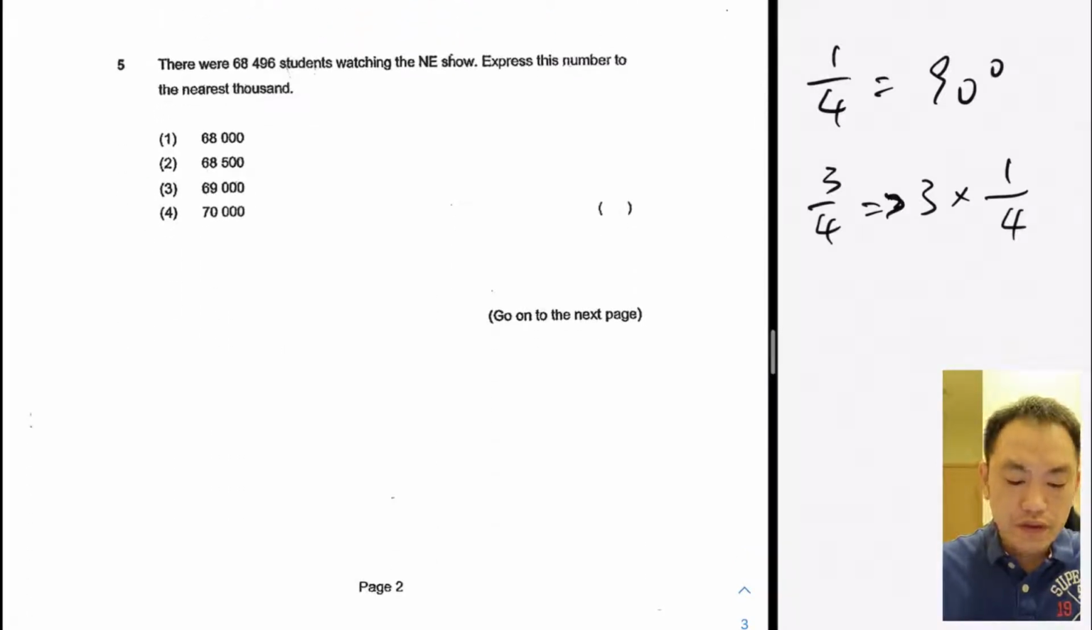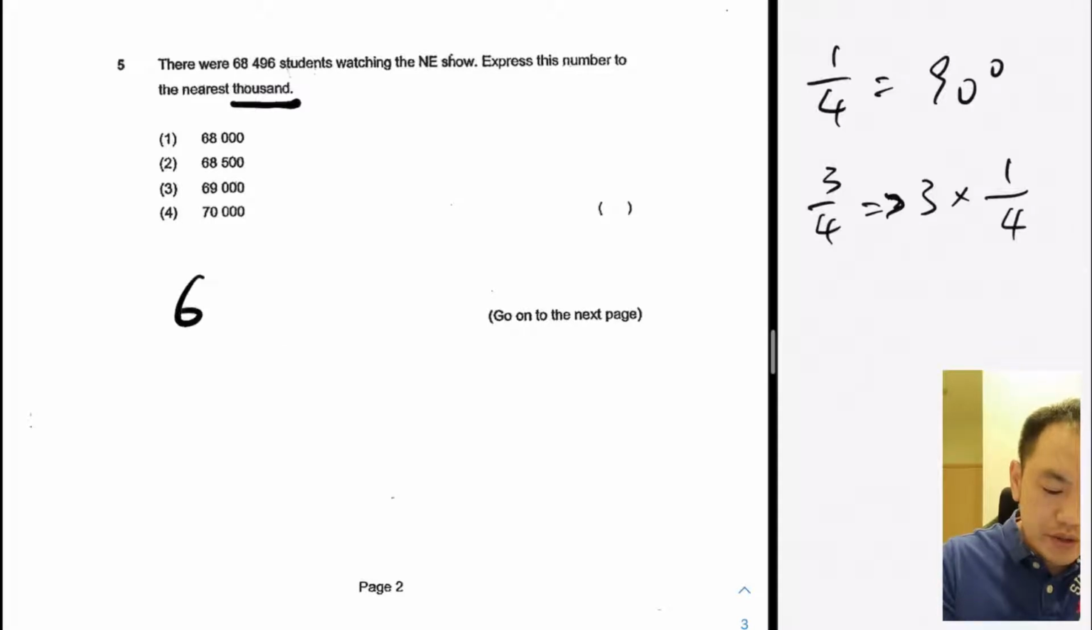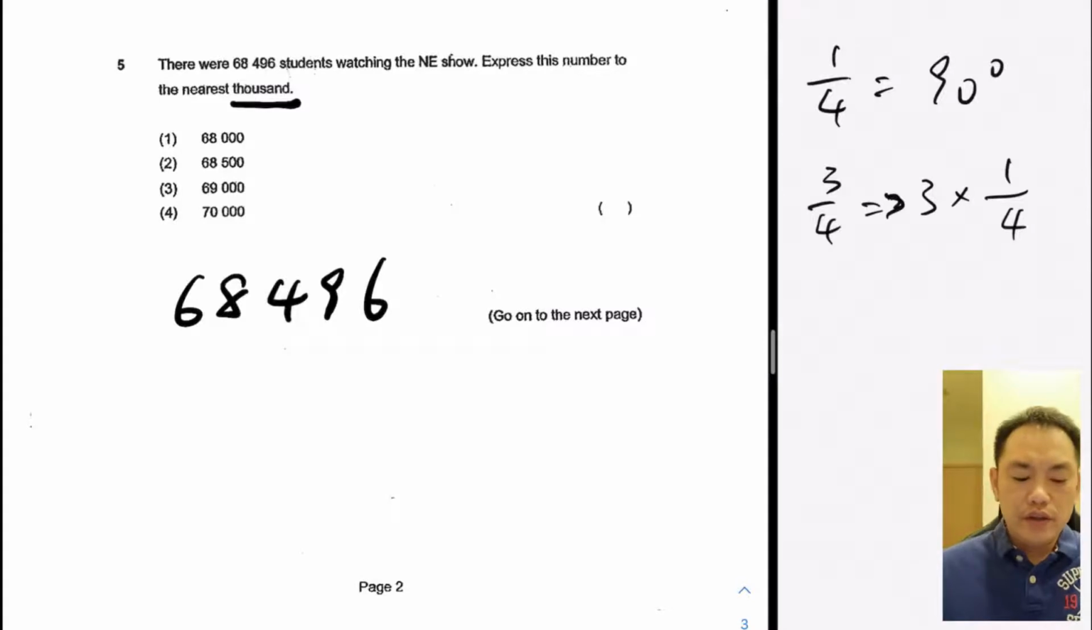Question 5. There were 68,496 students watching the NE show. Express the number to the nearest 1,000. Okay, so express to the nearest 1,000. So let's rewrite the number here. 68,496. Write to the nearest 1,000.